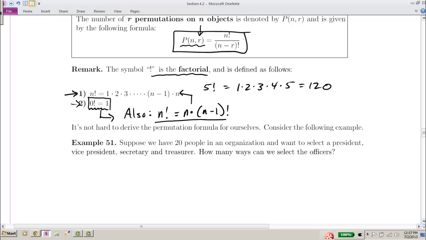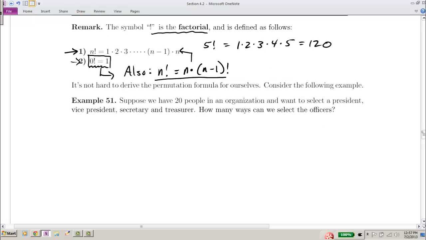why it should be given by this particular formula, n factorial over (n minus r) factorial, isn't too hard to consider just by looking at an example. So let's suppose we have 20 people in an organization. We want to select a president, a vice president, a secretary, and treasurer. We want to know how many ways we can select the officers. Well, from what we've already done, we could see that this is a series of choices, so we're going to use the multiplication counting principle. So let's set ourselves up to do that.